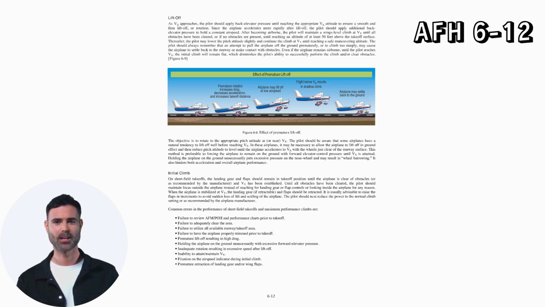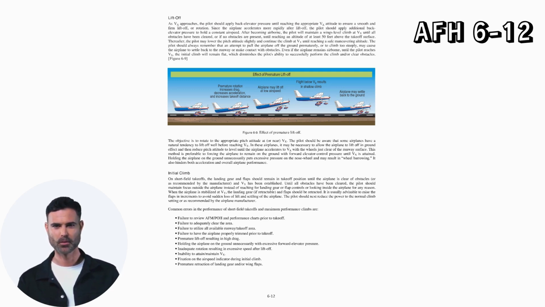The objective is to rotate to the appropriate pitch attitude at or near Vx. The pilot should be aware that some airplanes have a natural tendency to lift off well before reaching Vx. In these airplanes, it may be necessary to allow the airplane to lift off in ground effect and then reduce pitch attitude to level until the airplane accelerates to Vx with the wheels just clear of the runway surface. This method is preferable to forcing the airplane to remain on the ground with forward elevator control pressure until Vx is attained. Holding the airplane on the ground unnecessarily puts excessive pressure on the nose wheel and may result in wheelbarrowing.